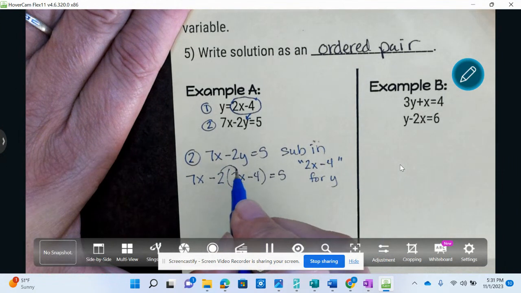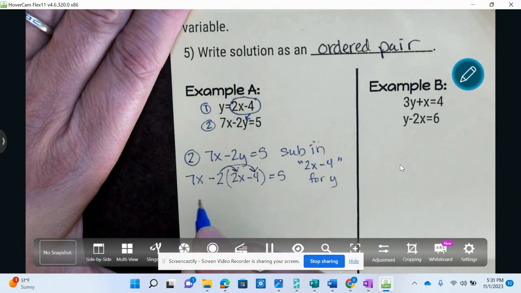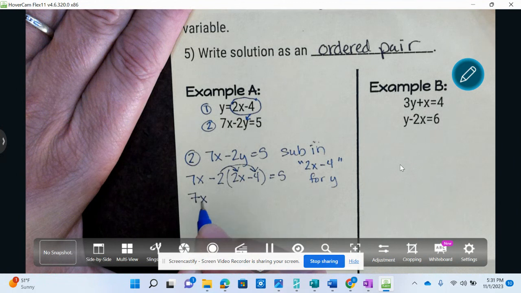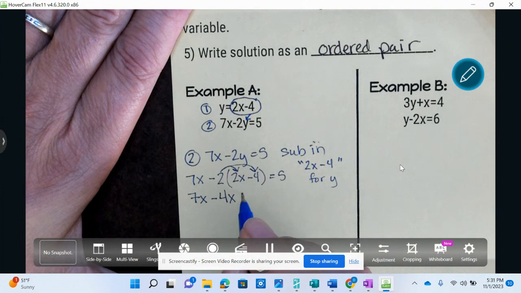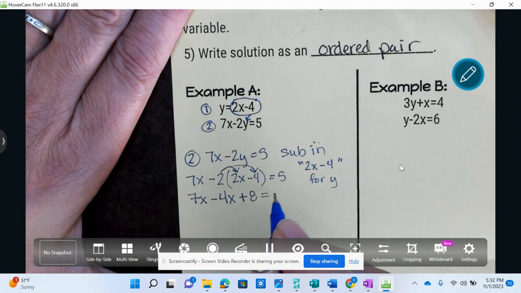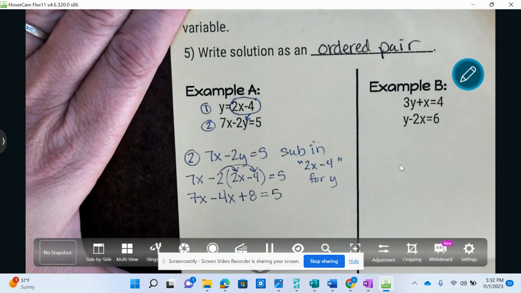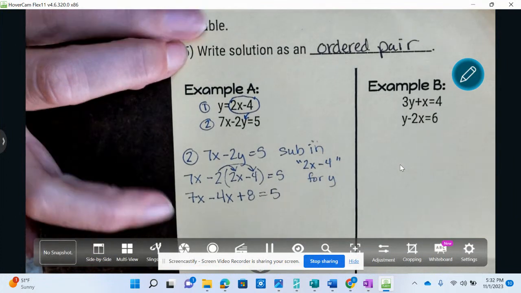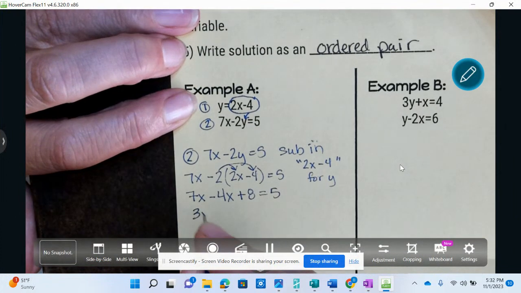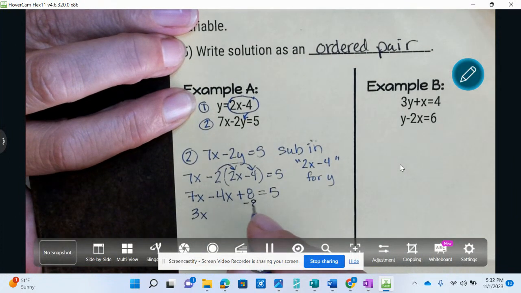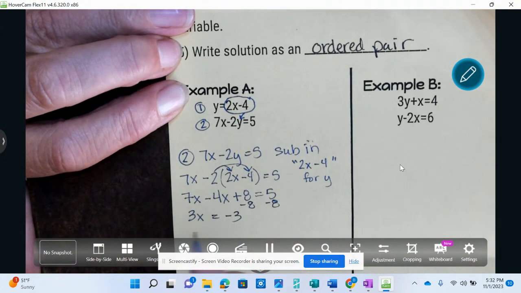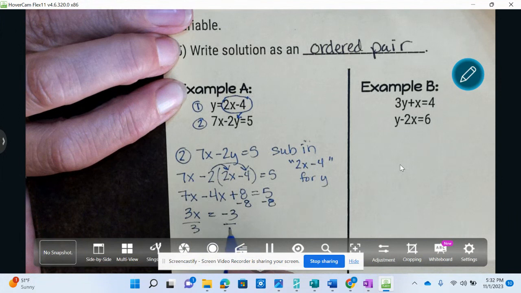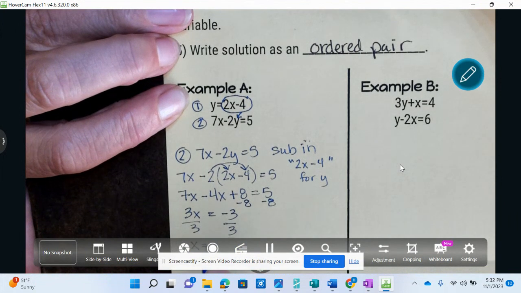Now I have to do some fabulous math here. I'm going to do some distributing. That gives me 7x, a negative 2 times a positive 2x is negative 4x, and negative 2 times negative 4 is plus 8, equals 5. Well, 7 minus 4 is 3, so I have 3x, and I'm going to subtract 8 from both sides. 3x equals negative 3. Divide both sides by 3, and I find out that x equals negative 1.